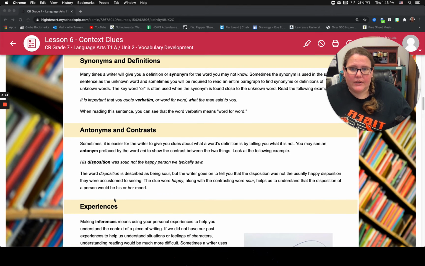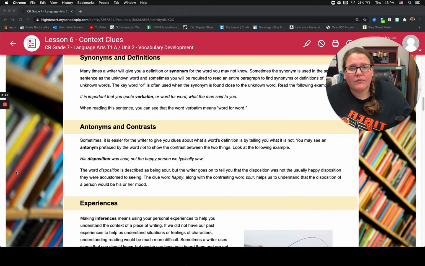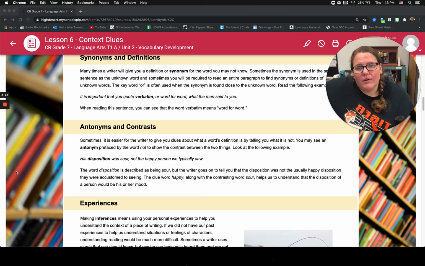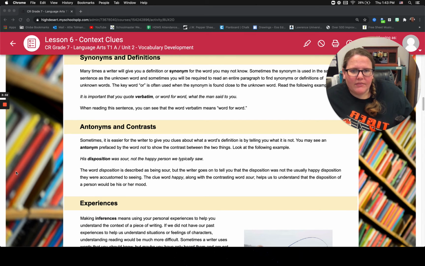Antonyms and contrasts. Sometimes it's easier for the writer to give you clues about a word's definition by telling you what it is not. You may see an antonym prefaced by the word not to show you the contrast between the two things. Look at the following example. His disposition was sour, not the happy person we typically saw.